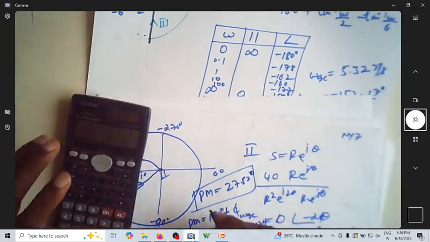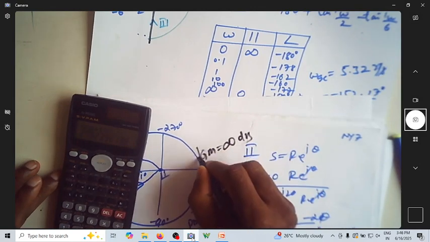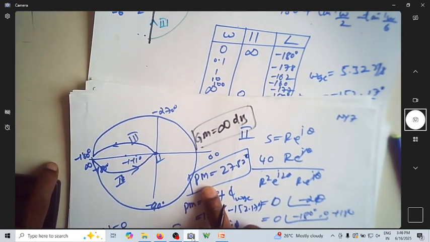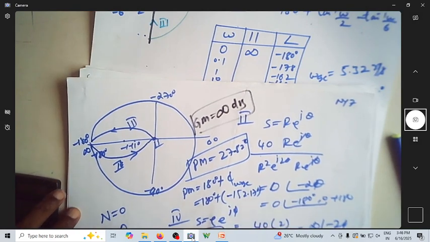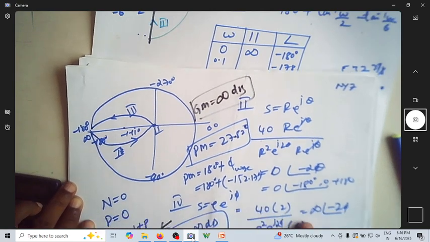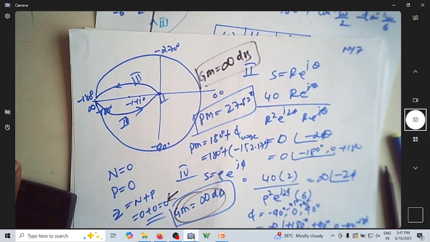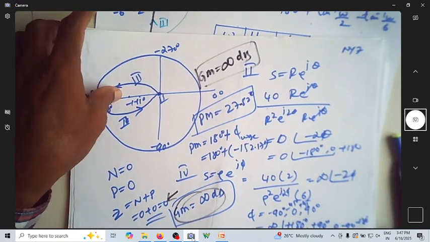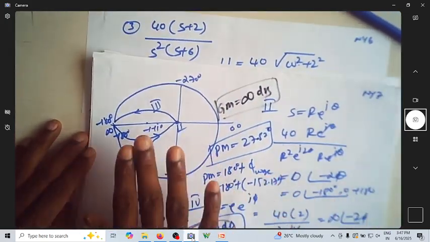If you go back, gain margin is infinite dB, whereas phase margin is 27.82 degrees. So the system is stable. It is not simply stable, it is absolutely stable, meaning by changing the gain by whatever amount, the system will never become oscillating, and it will never become unstable.